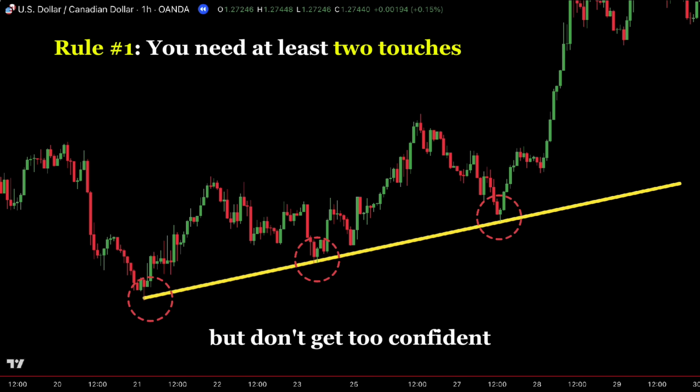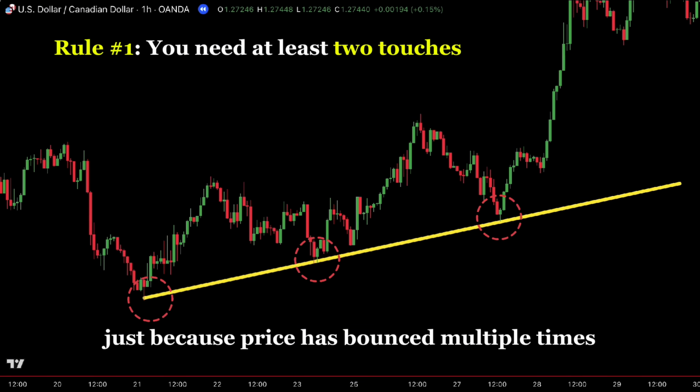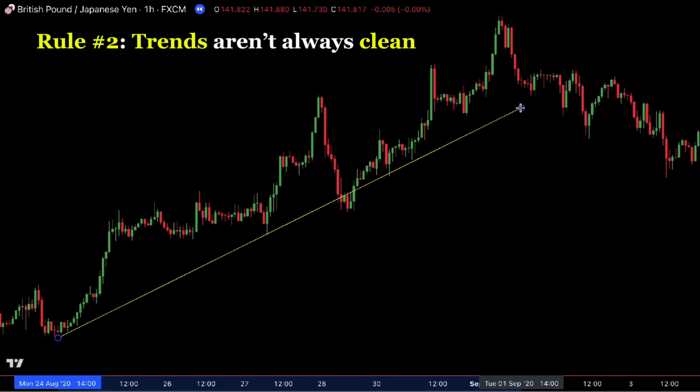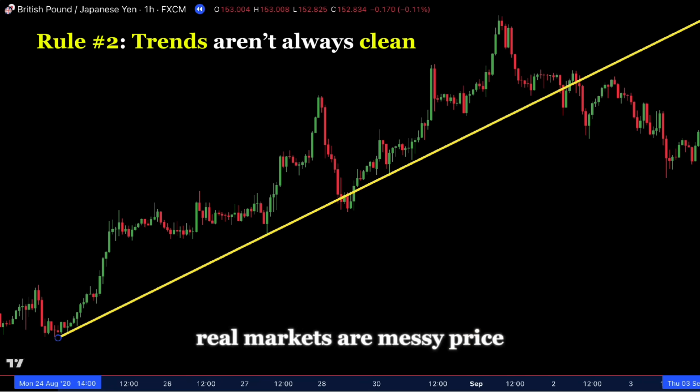But don't get too confident. Just because price has bounced multiple times doesn't guarantee it will do so again. Rule number 2, trends aren't always clean. Real markets are messy.